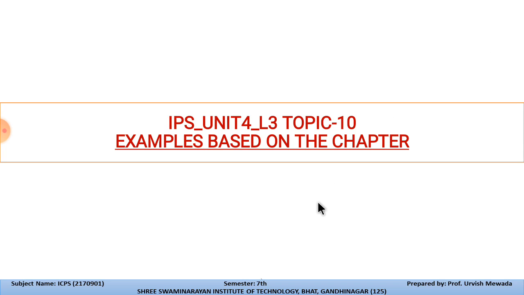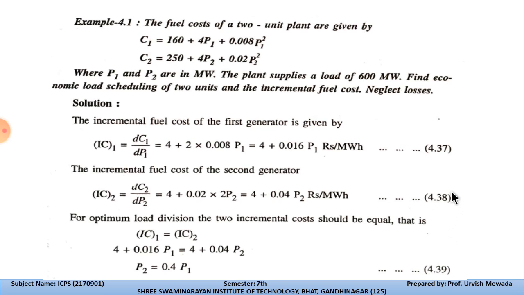Now let us discuss the examples based on this chapter. So let's start with example number 1. The fuel costs of the two unit plants are given by C1 is 160 plus 4 P1 plus 0.008 P1 square, and C2 is 250 plus 4 P2 plus 0.02 P2 square, where P1 and P2 are in megawatt. The plant supplies a load of 600 megawatt, so P1 and P2 combined deliver 600 megawatt. Find out the economical load scheduling of the two units and the incremental fuel cost. Here, neglect the losses. So yes, let us discuss the solution for the given system.